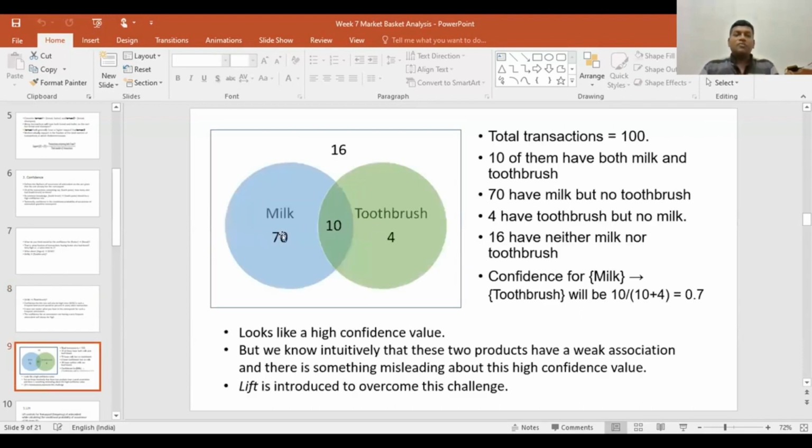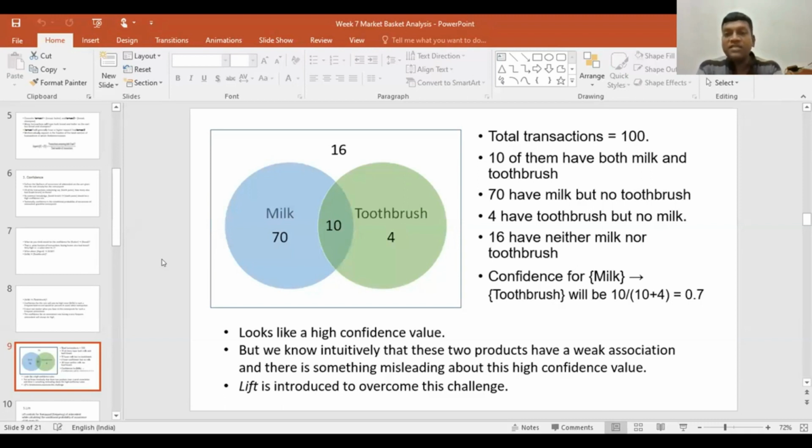Now, this is a Venn diagram of 100 transactions. Milk alone is in the basket 70 times, toothbrush alone 4 times, milk and toothbrush together 10 times, and 16 transactions have neither. Simple idea.